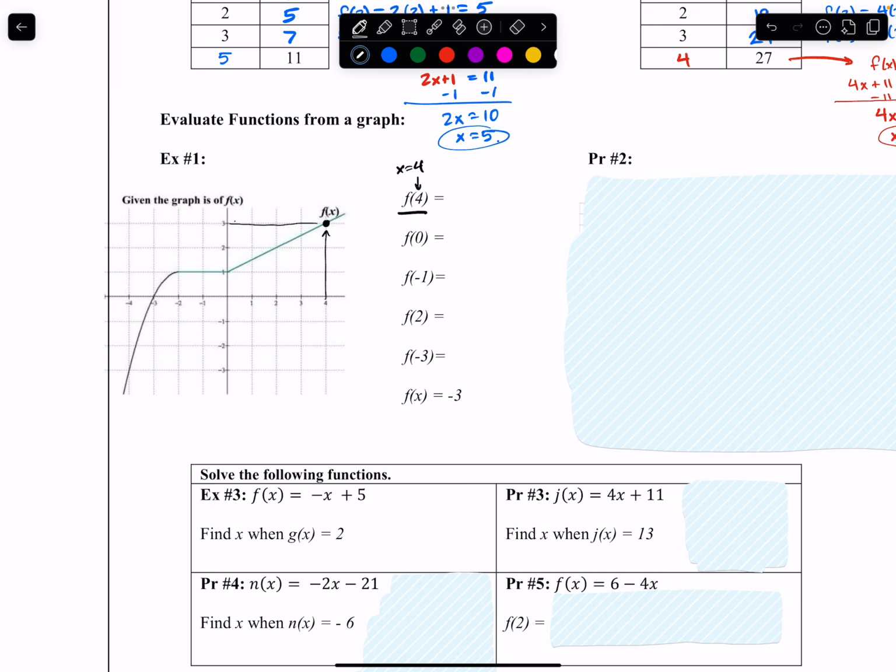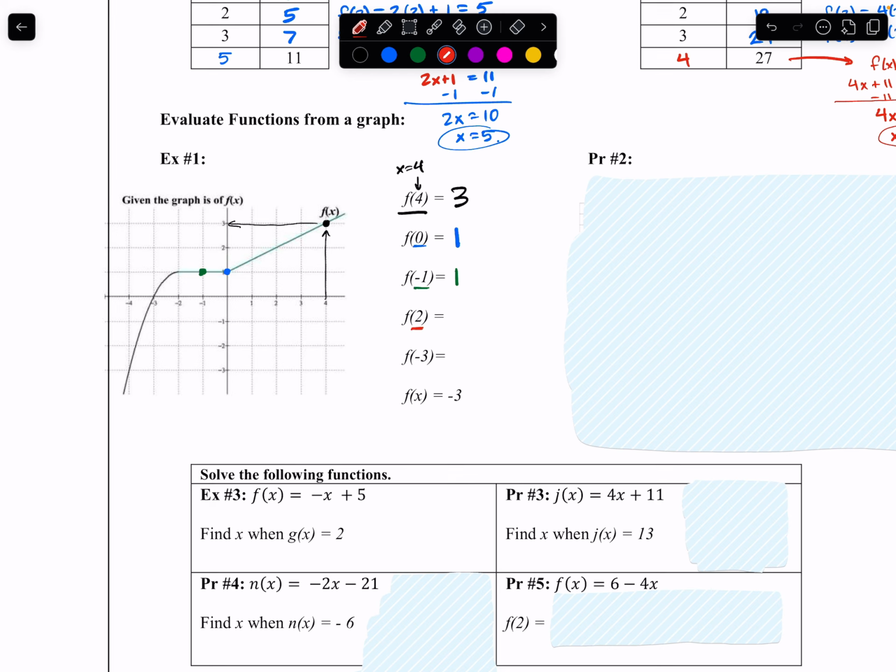It's asking what's the output, what's the y-coordinate or the f of x coordinate? It's 3. All right, I'm not going to keep drawing the arrows, but it's the same idea. So when x is 0, the point on the graph with an x-coordinate of 0 is right here in blue. The y-coordinate, or the output, or the f of x coordinate, is 1. We've got another input here. When x is negative 1, that's this point on the graph. The y-coordinate is also 1.